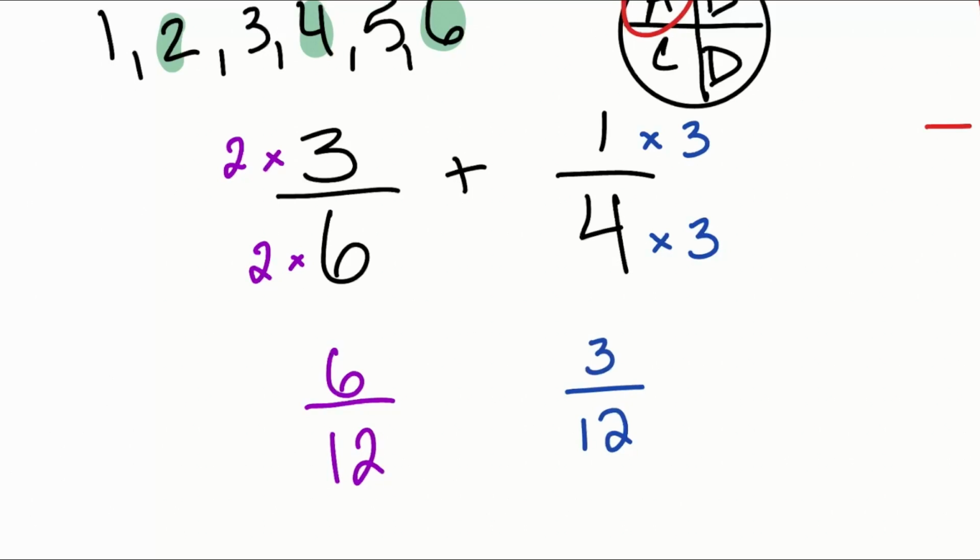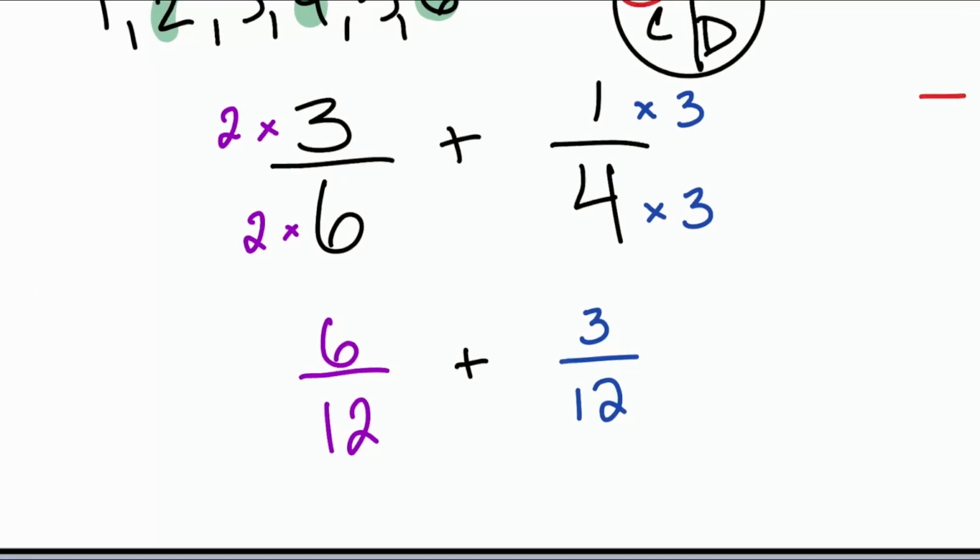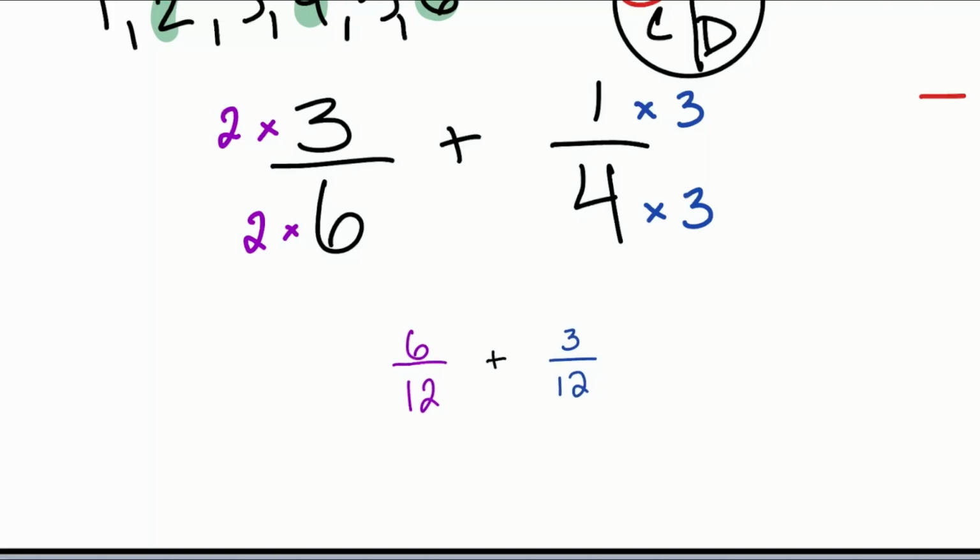So from here, we'll proceed to add these together. And once we do so, everyone, what do we get? 6 plus 3 is going to give us what? Yeah, that's going to give us 9 over 12. So that's what we'll have for right now. We'll keep that right there.